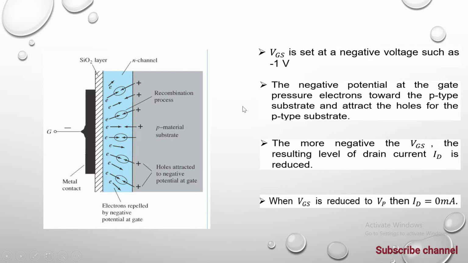The negative potential at the gate pushes electrons towards the p-type substrate and attracts the holes from the p-type substrate. The more negative VGS, the more the drain current is reduced. When VGS is reduced to pinch-off voltage, the value of source drain current will be 0, because holes will be attracted from the P substrate towards the channel, and electron-hole recombination will occur here. That's why the number of electrons will be decreased.